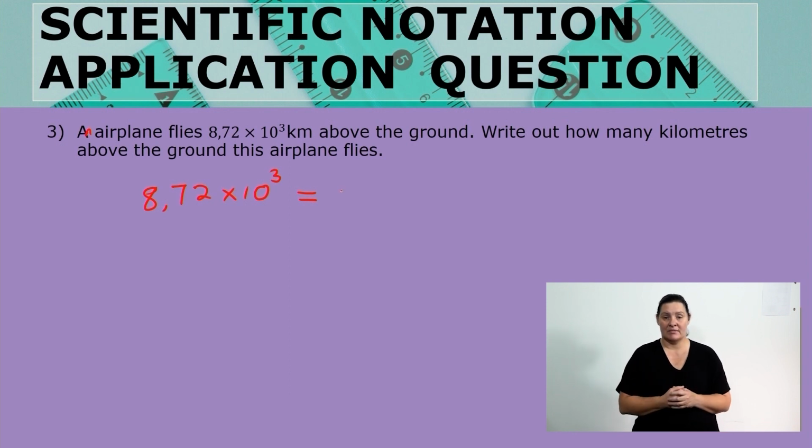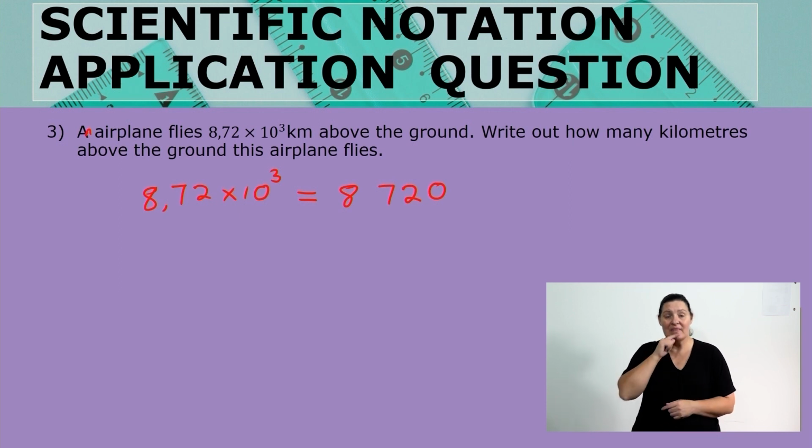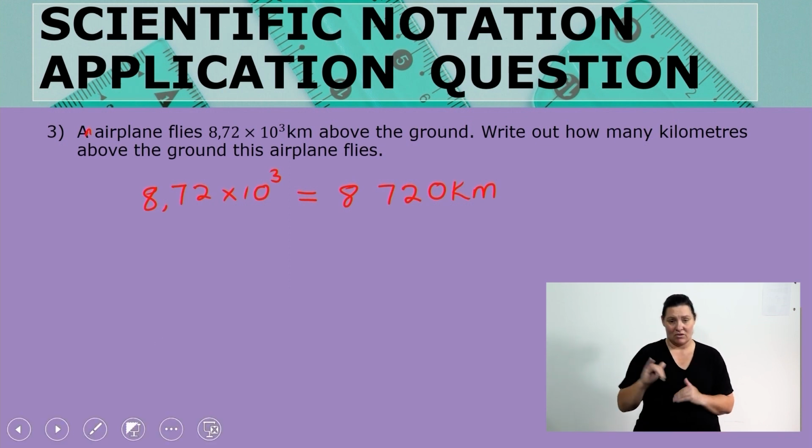We are going to have 8,720, where now our number is in the thousands position, and our answer is going to be 8,720 kilometers. So this airplane is 8,720 kilometers above ground. I really hope you did get that.